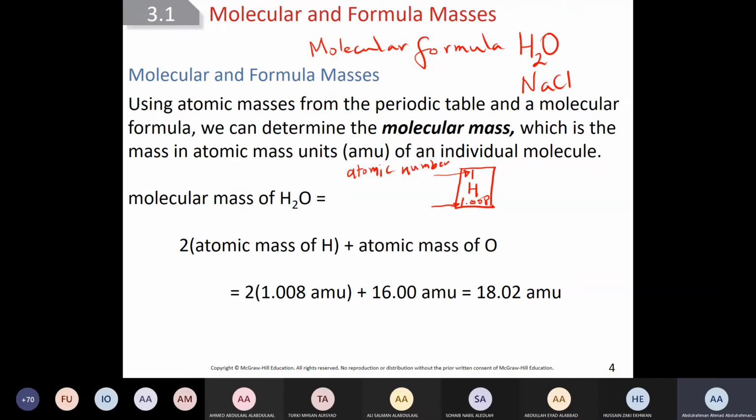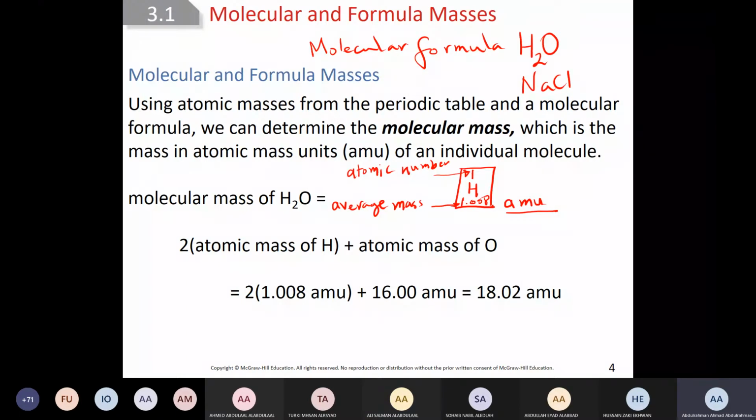What is this other number? Mass number? No, wrong. It's not mass number, but it is atomic mass, the average mass. What's the unit that we have for it? AMU. What's the meaning of AMU? Atomic mass unit.